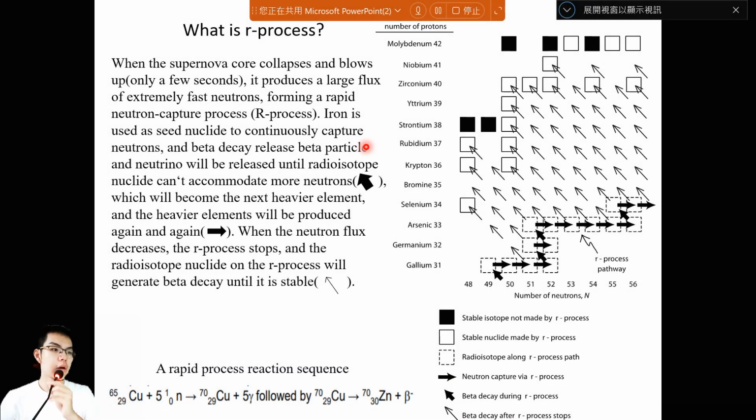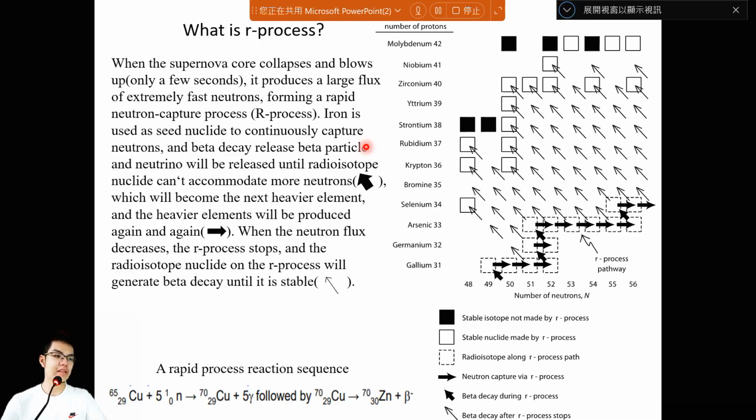Hello everyone. What is the R process? When a supernova collapses and blows up, it produces a large force of extremely fast neutrons, forming a rapid neutron capture process called the R process.